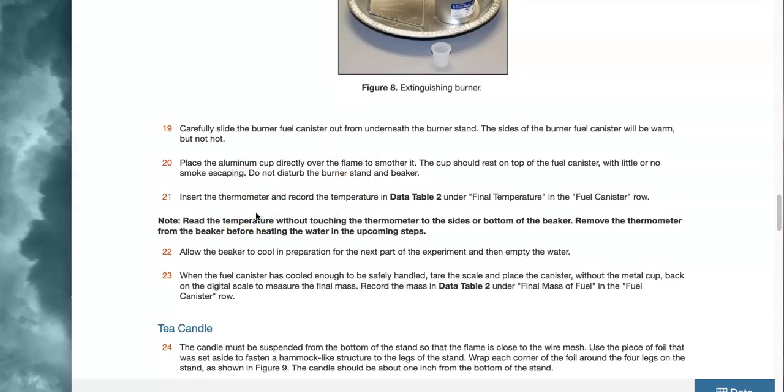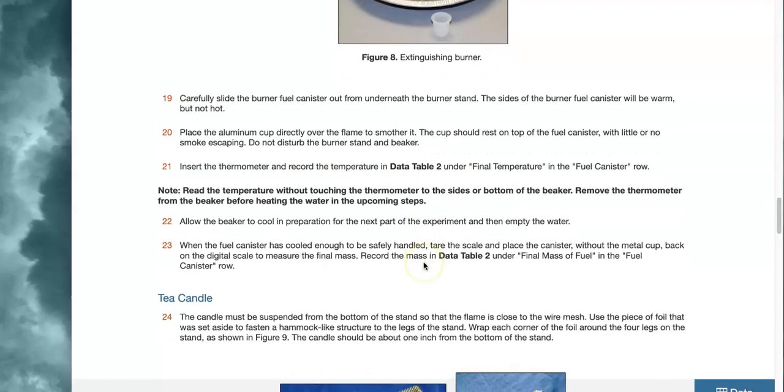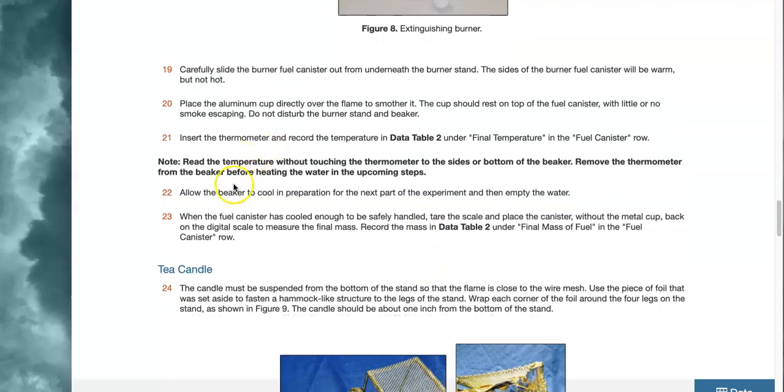Insert the thermometer, record the temperature of the water, let it sit for a minute, no longer than that, and record that as your final temperature under your fuel canister. And then let your beaker cool. That takes a few minutes before you restart, because you're going to do this again with a candle, okay?